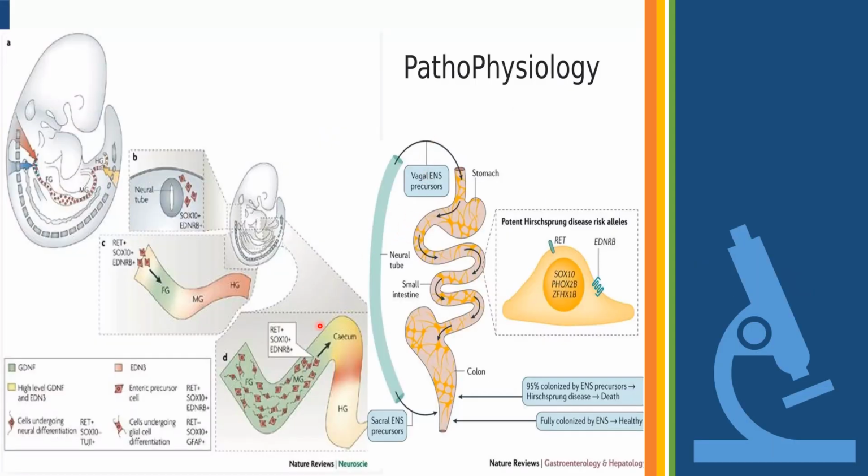Another picture shows the migration of the neuronal cells or neural crest cells. This is the primitive notochord in the fetus, and we can see that the vagal enteric nervous system is migrating in this way, and the sacral enteric nervous system is migrating in this way. If the whole colon is fully migrated and contains the enteric nervous system, it is a healthy colon. But if 95% of the terminal part is devoid of the enteric nervous system, then it will result in Hirschsprung disease or the congenital megacolon.